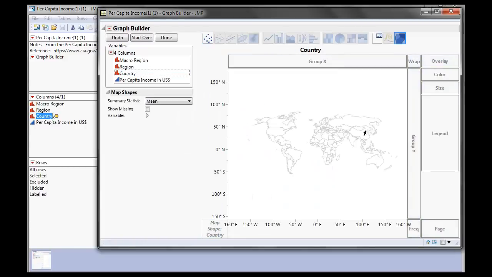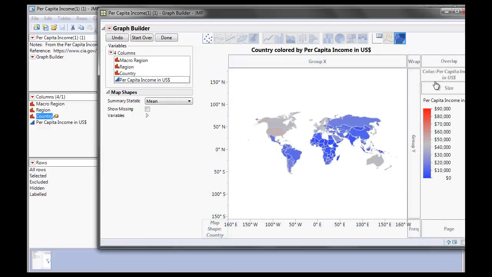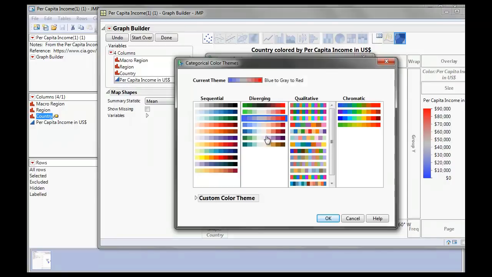We'll get the map of the world, and then use per capita income, drag it into color area. You can see there is a spectrum of colors, and it starts from dark blue, lower per capita, towards red, higher per capita. Double click and click on color theme and change this theme if you want.